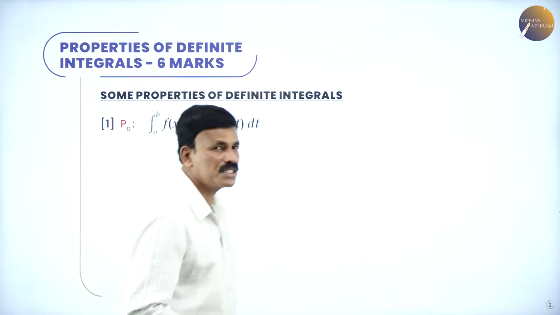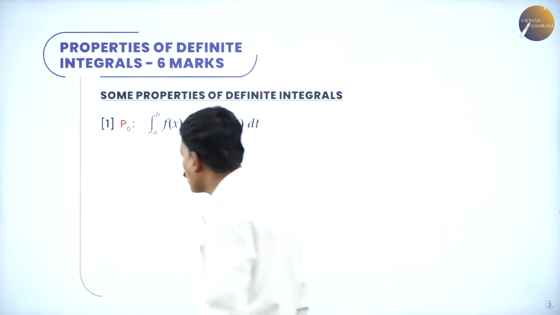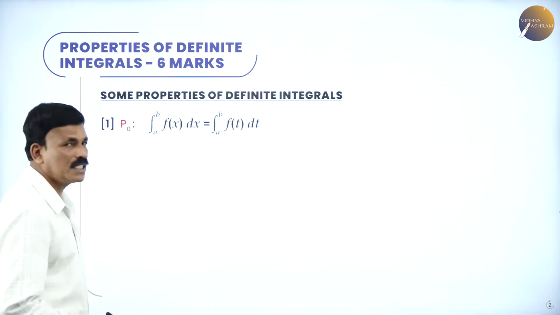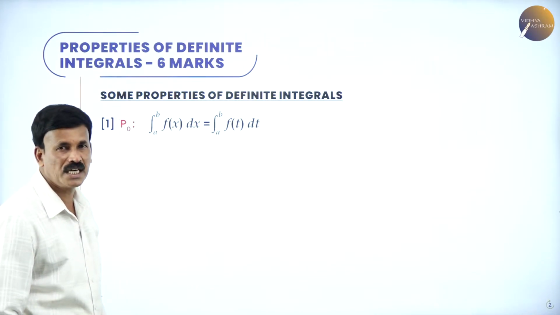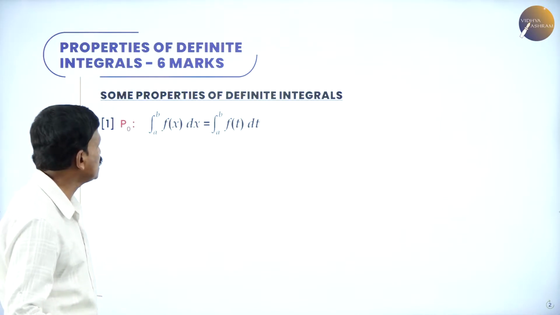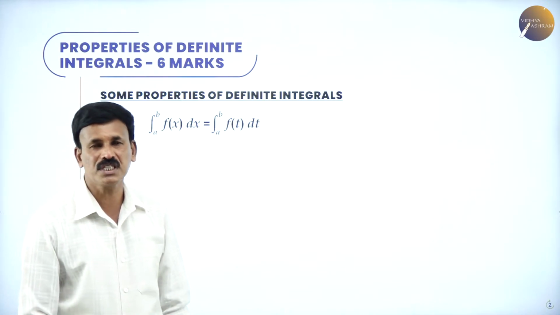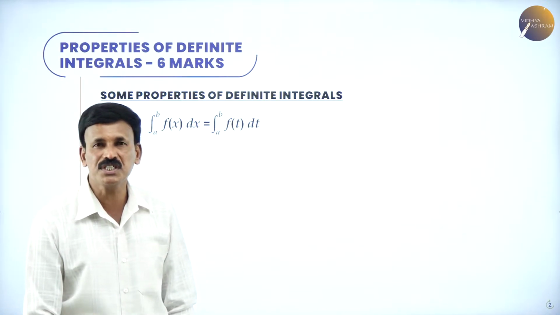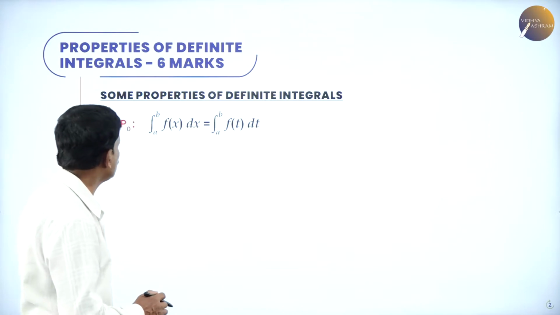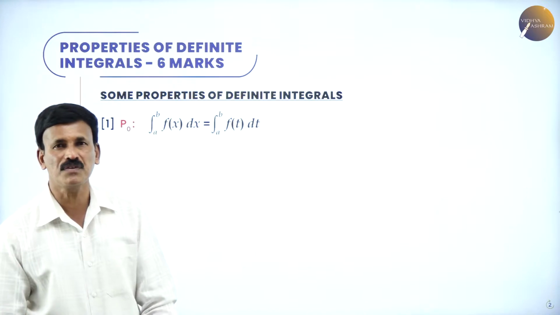Now let me discuss the properties. The first property, P0. What is the property? Integral a to b f of x dx is also equal to integral a to b f of t dt. That means if you change the variable x to t, then it won't change anything. If x is changed to t, then integral a to b f of x dx is also equal to integral a to b f of t dt.